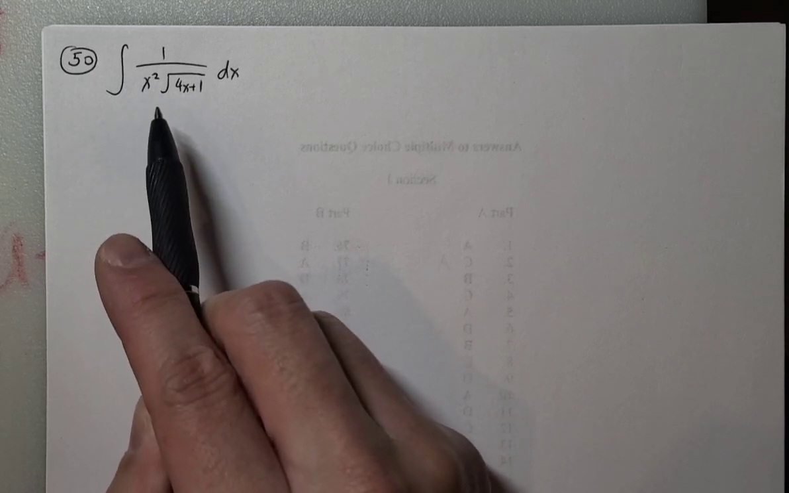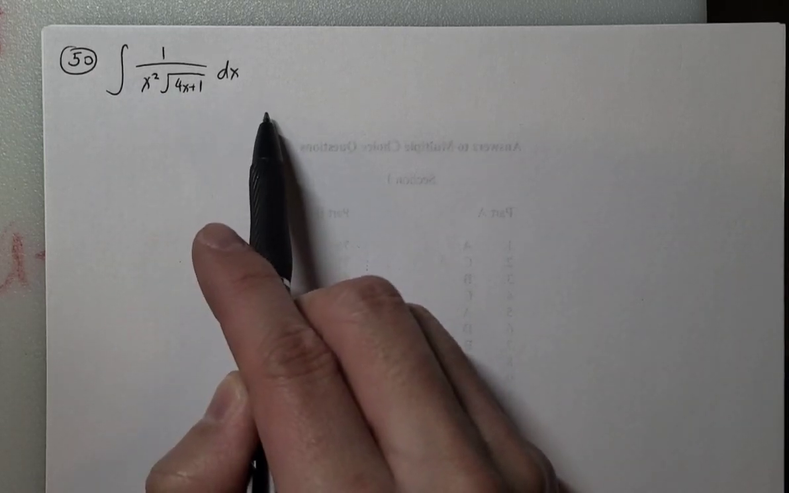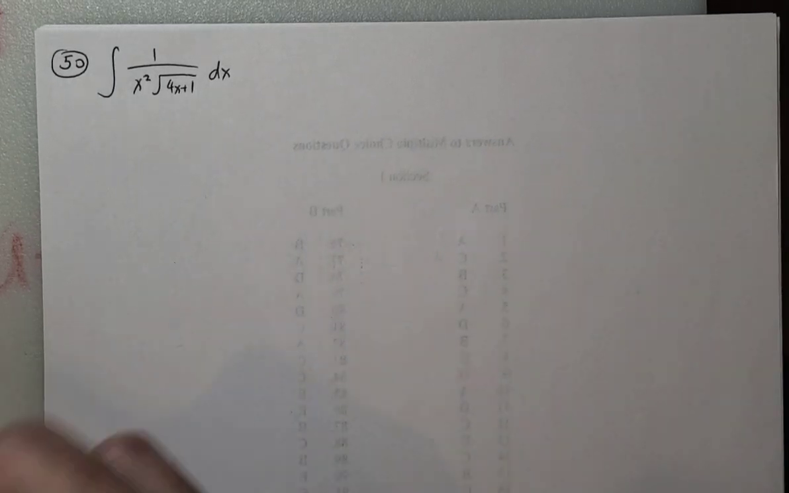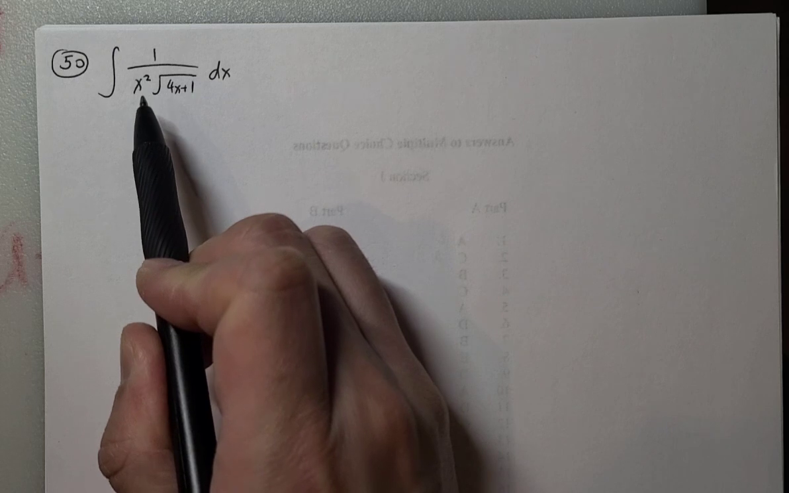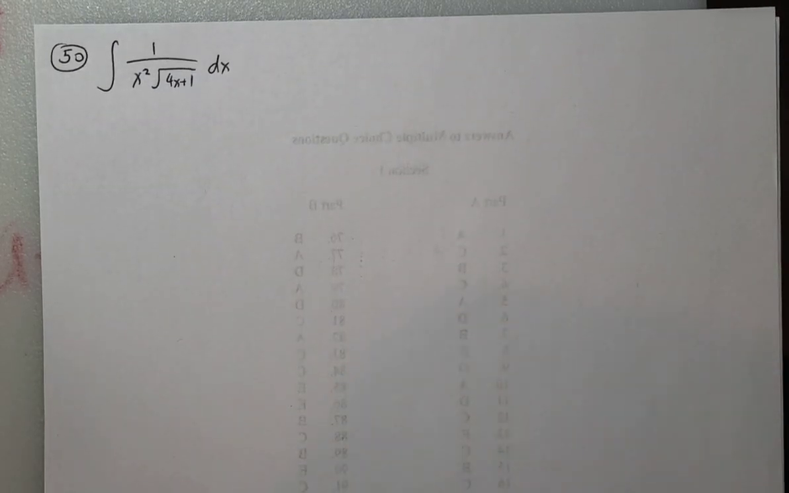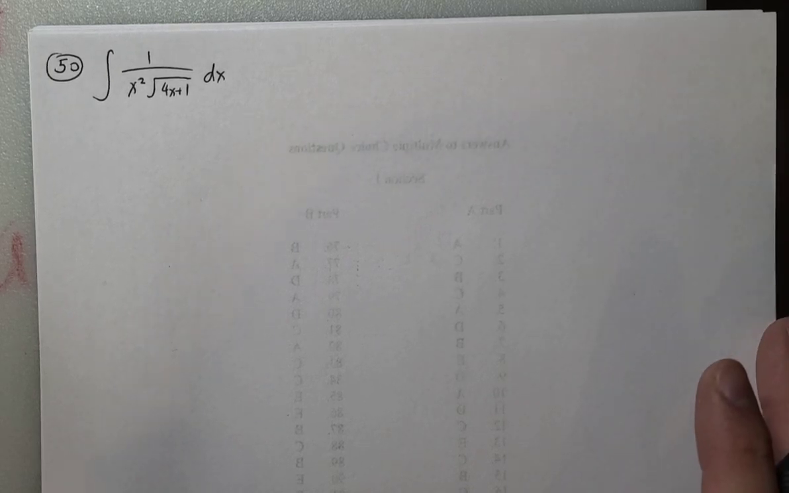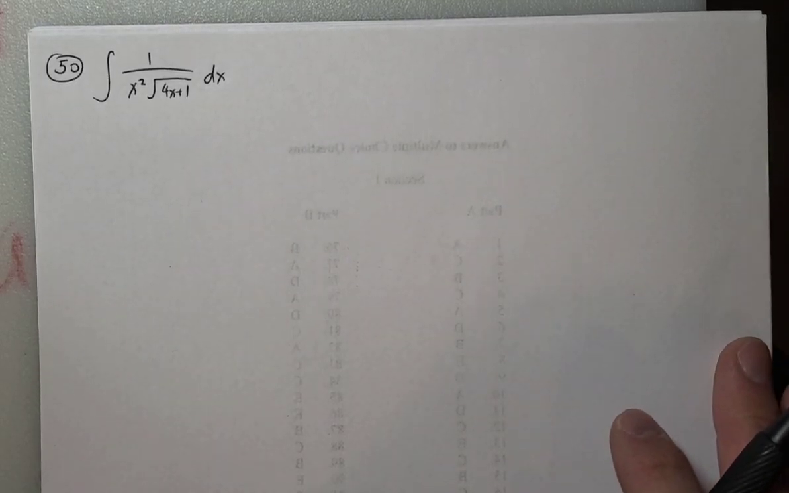Integral of 1 over x squared times the square root of 4x plus 1, dx. How do we solve this? This is actually very similar to the last problem, number 49, except now it's x squared instead of x, if you've seen the last episode. Okay, so here, let's go down the list as usual.